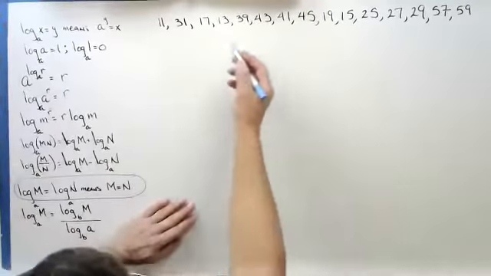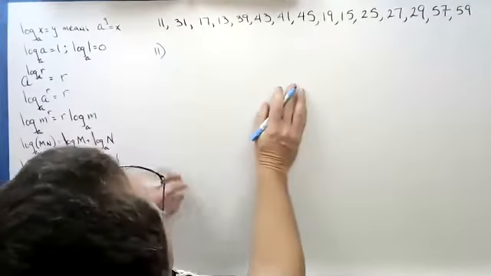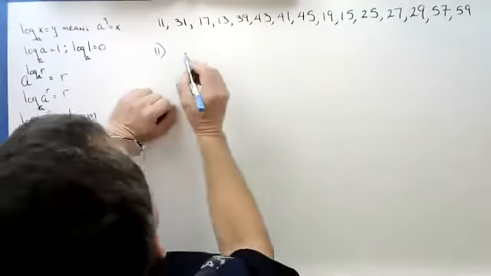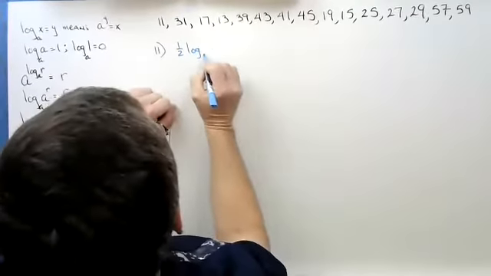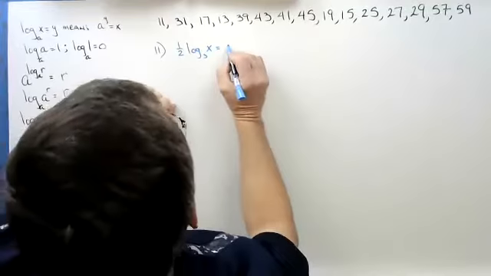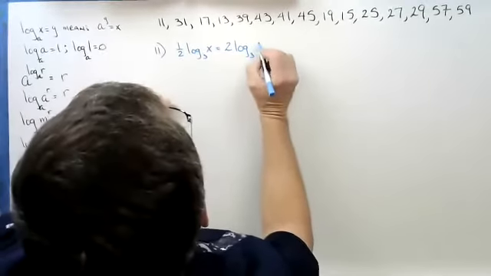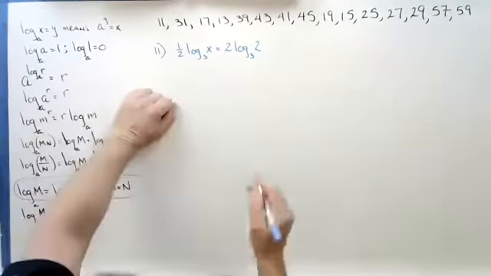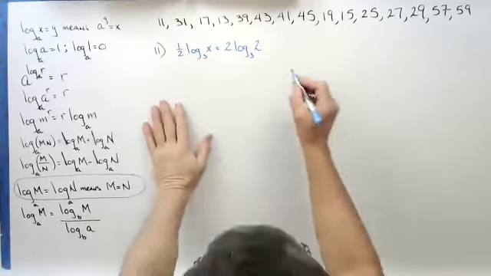That's the smallest number on the list, so we're going to start with number 11. Now, number 11 says we have 1/2 log base 3 of x equals 2 log base 3 of 2. All right. Now, we have an equation and it has logs. When we have an equation with logs, our strategy is to eliminate the logs.